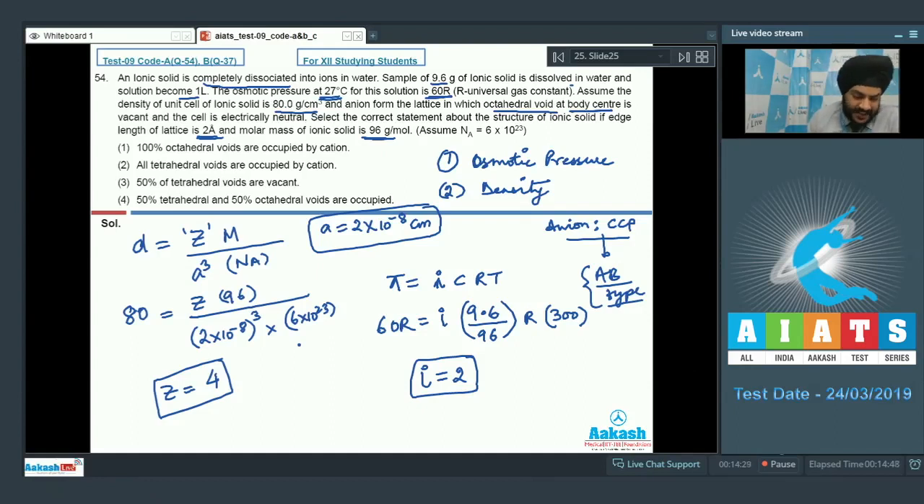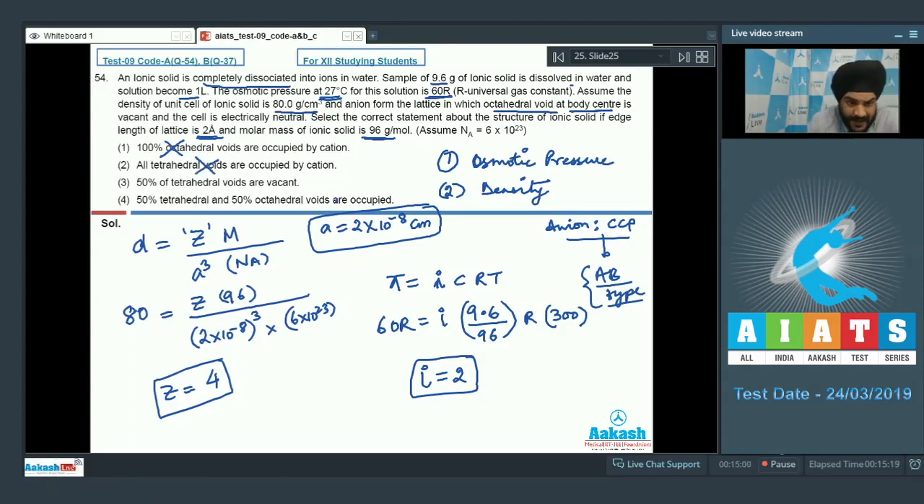If you look at the options now, the first option says that 100% octahedral voids are occupied. This is incorrect, students. The examiner has mentioned to us that the octahedral void at the body center is vacant. So the first option cannot be correct. If you look at the second option now, all tetrahedral voids are occupied by cation. This is also incorrect, students. For every anion forming the lattice, there are 2 tetrahedral voids. So 100% tetrahedral voids cannot be occupied.